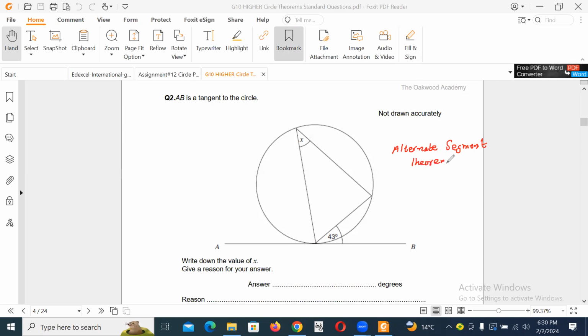That theorem says what? If you have a line, as I'm going to show you, this is a line which is the tangent line. The angle between the tangent line and the chord, this is the chord, this angle is always equal to the angle in the opposite segment to that chord, meaning x exactly. So we can straight away say that our answer is x equals 43 degrees. And for the reason, I mention that you can apply the alternate segment theorem. I hope it is clear.